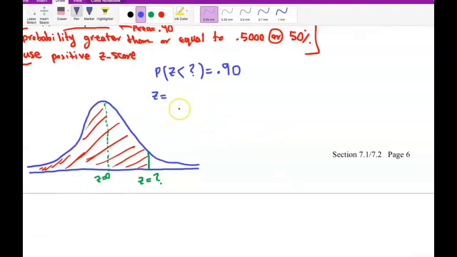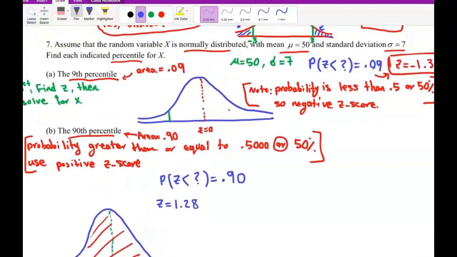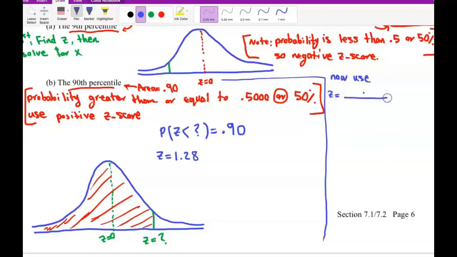Okay, so Z is equal to 1.28. So now that we got our Z for part A and B, first find Z and we got Z, then we need to solve for X. So I'm writing part A here in this part. For part A, I'm using this part. So now use Z equal to X minus mean divided by standard deviation and solve for X.